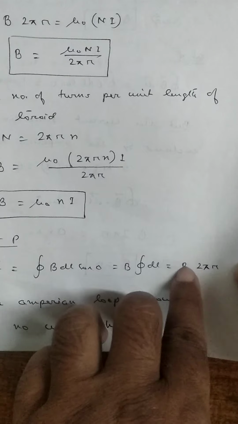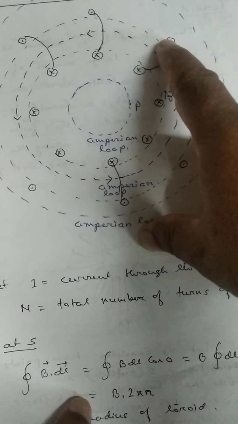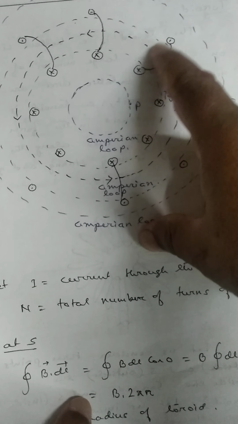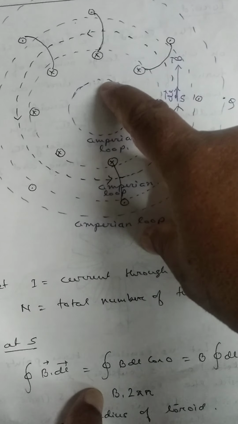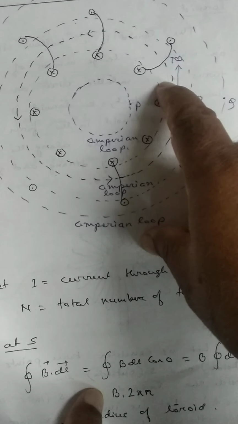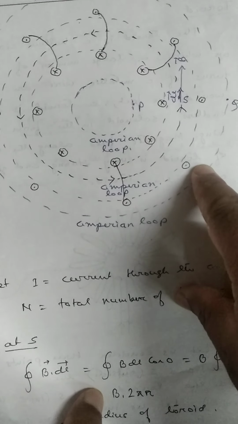Don't get confused about the radius. Why? Because we have said earlier that the thickness of the toroid is very small. So under that situation, the radius of this Amperian loop, this Amperian loop and this Amperian loop can be taken equal.